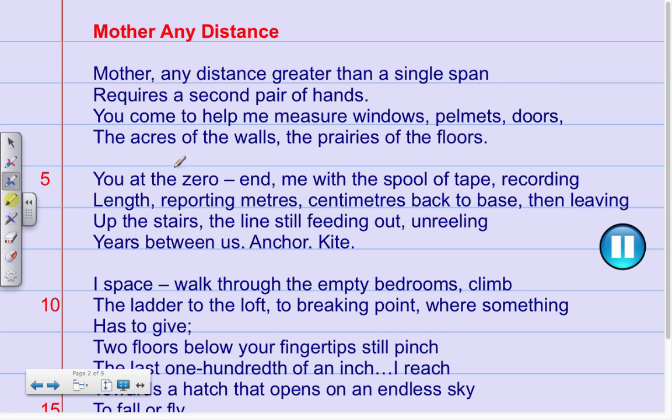So I'm going to assume that you've already read the poem. I'm just going to go straight into it. It's called Mother, Any Distance and it's actually taken from the Book of Matches, which is an anthology of poetry by Simon Armitage. So let's get straight into analysis of the first stanza.